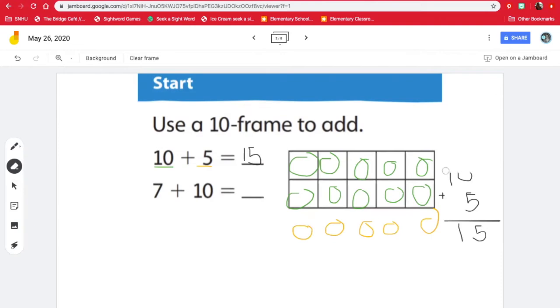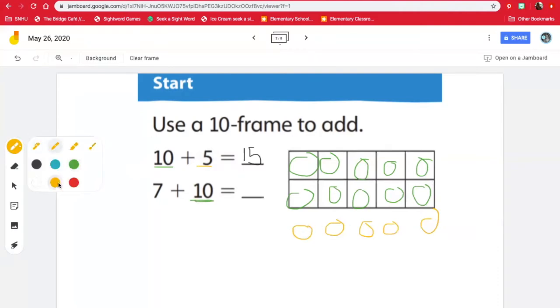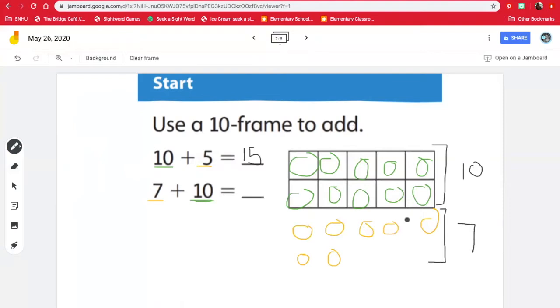Now we can erase part of this. And we have 7 plus 10 in this one. Well, we already have 10 in the 10 frame, so why don't we keep the 10 green? So that this 10's green. And if we have 5 yellow, how many more yellow will we need to make 7? Well, we have 5, 6, 7, so we only needed 2 more. So this time we're going to add 10 and 7. So we have 10 in the 10 frame, 11, 12, 13, 14, 15, 16, 17. So 10 plus 7 equals 17. Let's move on.